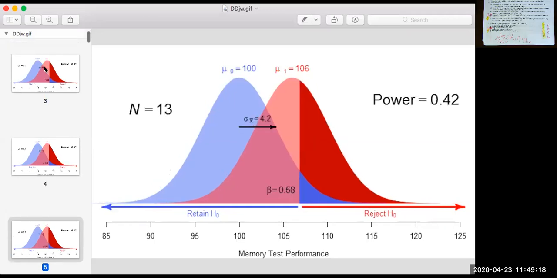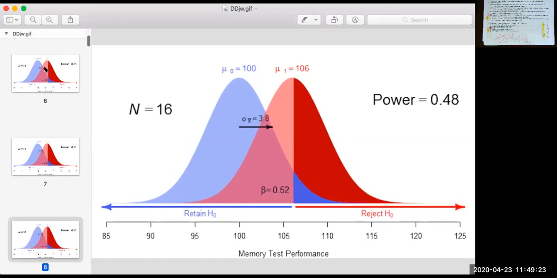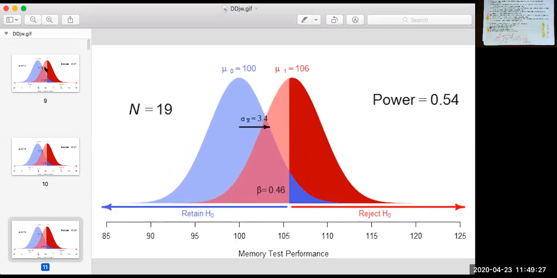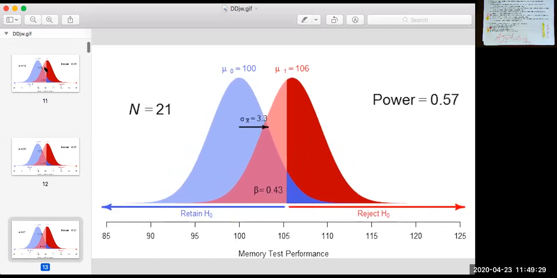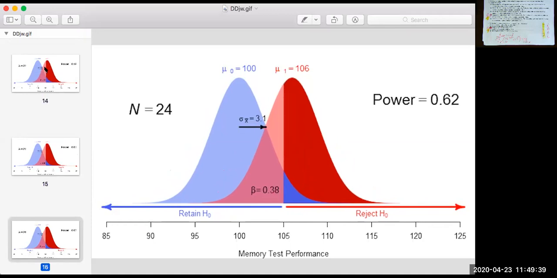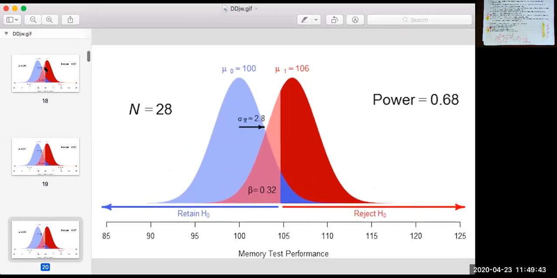There are some ways to increase power. One way to increase power is by increasing alpha. However, if you increase alpha, you increase your risk of a type 1 error. So there's a give and take. To increase power by increasing alpha, you're increasing the inherent error. Another way to increase power while having a low alpha is to increase your sample size. So that's the best way.